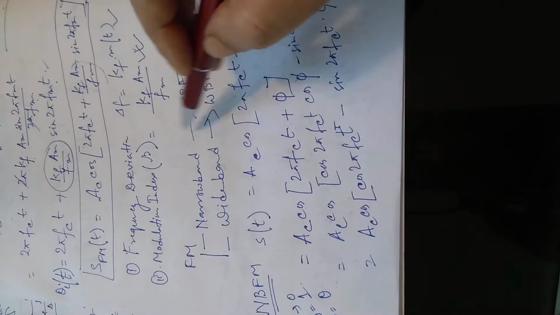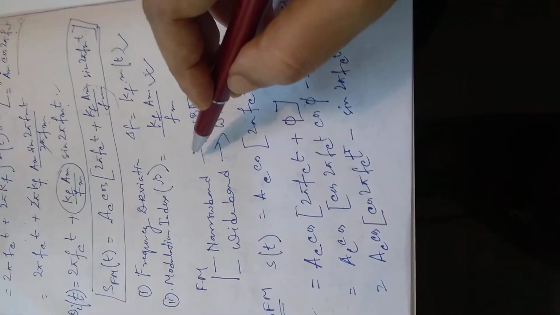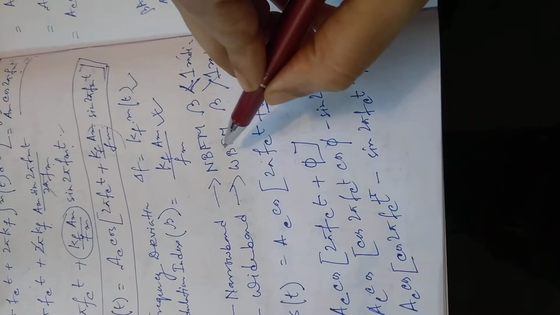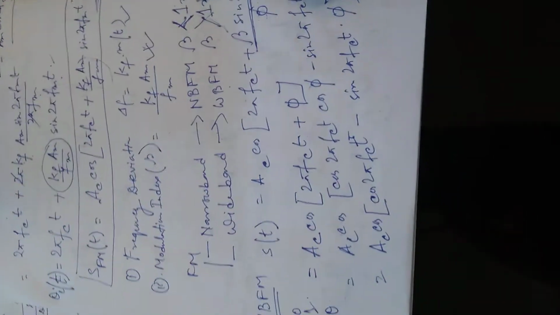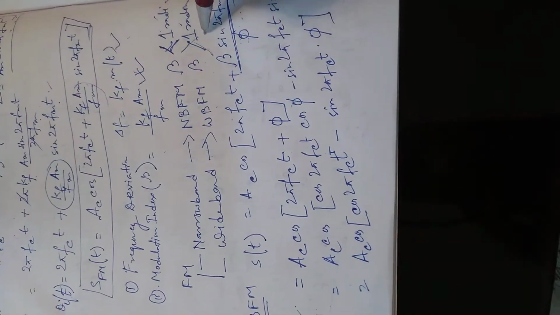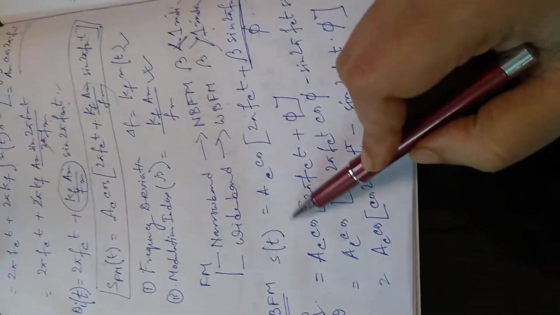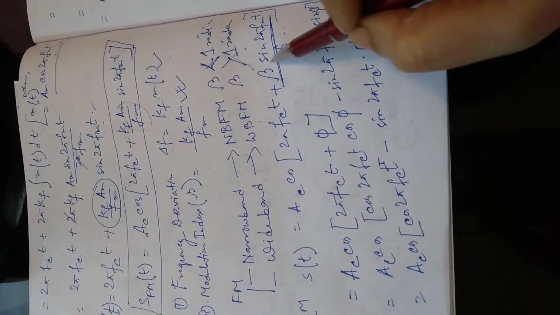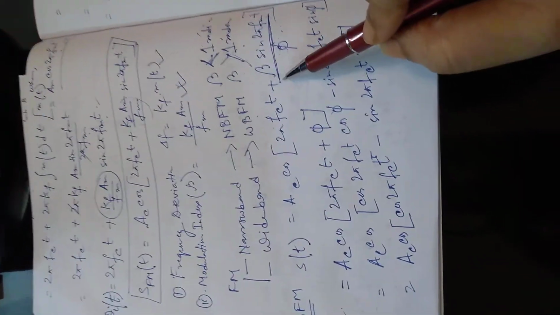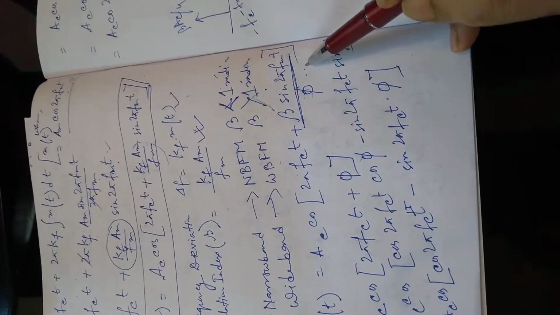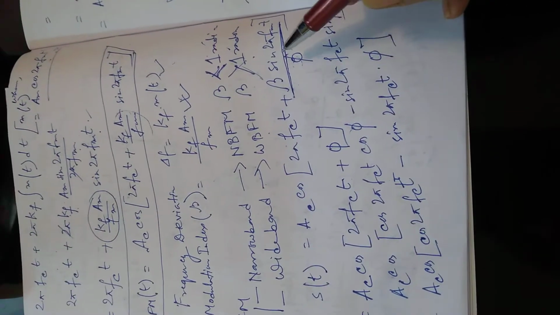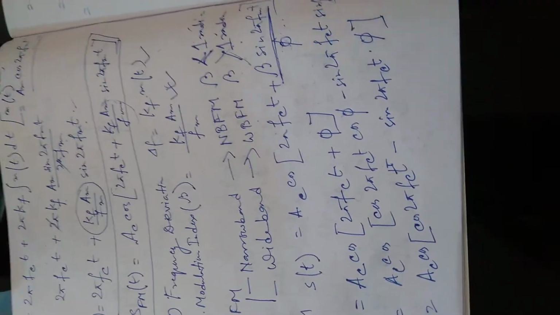Now FM is divided into two parts, narrow band and wide band. Narrow band FM is known as NBFM, where beta is less than 1 radian, and for WBFM beta is greater than 1 radian. So NBFM I will derive from this formula only. We have taken this formula, and instead of this value I have put beta sin 2 pi fm t. This I will take as phi, for my easy calculation.